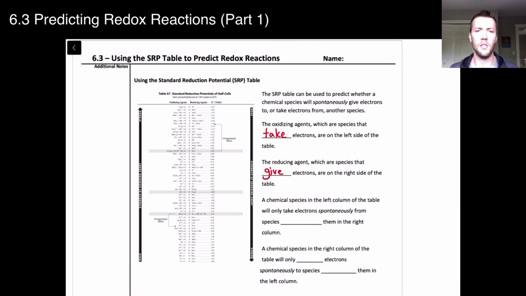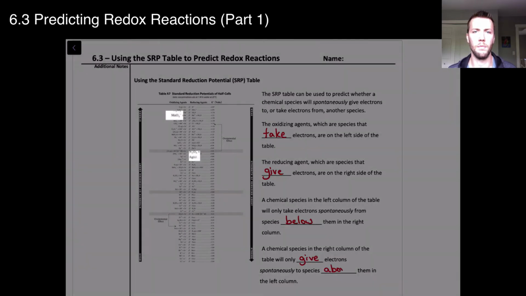A chemical species in the left column of the table will only take electrons spontaneously from species below them in the right column. And a chemical species in the right column will only give electrons spontaneously to species above them in the left column.